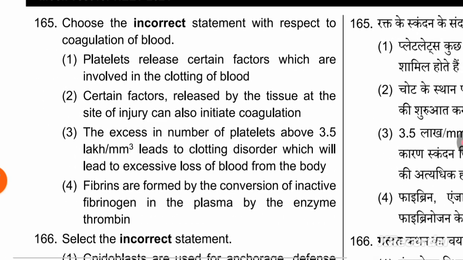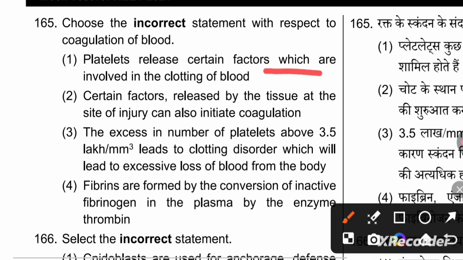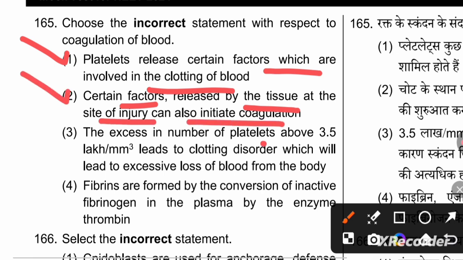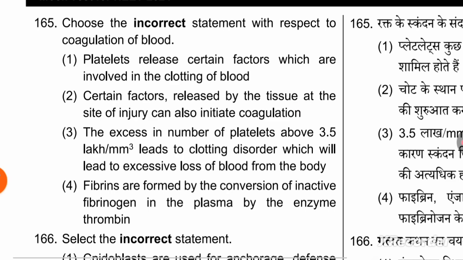Choose the incorrect statement with respect to the coagulation of the blood. Platelets release certain factors which are involved in clotting of the blood. Yes, right. Then certain factors released by the tissue at the site of injury also initiate coagulation. This is also right. The excess number of platelets above 3.5 lakhs? No. The platelet number is 1.5 lakh to 3.5 lakh. So this is the incorrect statement. Then fibrin is formed by the conversion of inactive fibrinogen by the help of enzyme thrombin. This is also correct. Third one is the incorrect statement. Let us move to the next question.